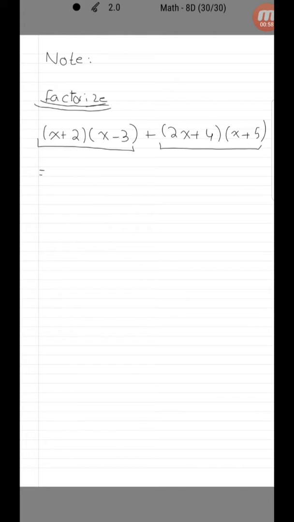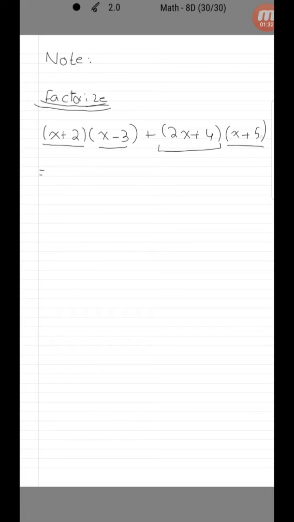Now what I need to do in this case is try to find a common factor inside each parenthesis, meaning between the first parenthesis, which is x plus 2, if I take x plus 2, I don't have any common factor between x and 2. Now between x and 3 there is no common factor. Now for 2x and 4 I have a common factor. The common factor is 2. Both terms can be divided by 2, so 2 is a common factor between 2x and 4.